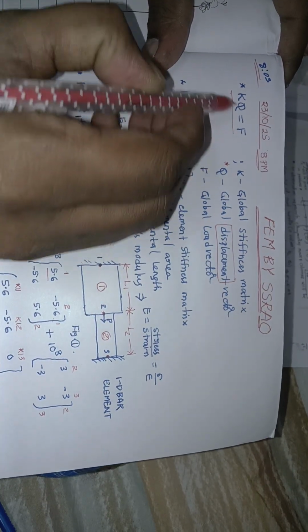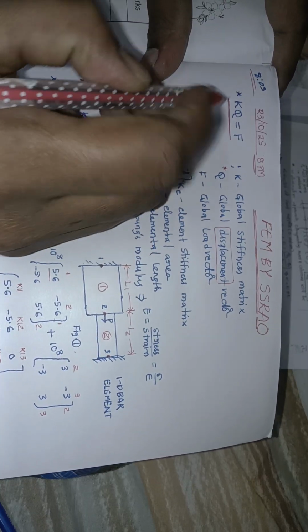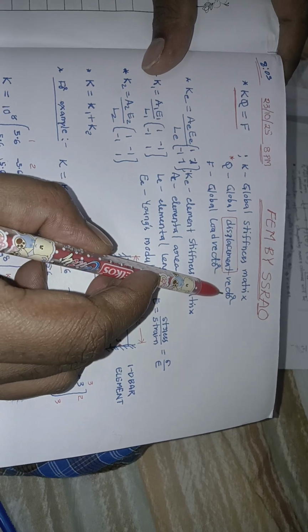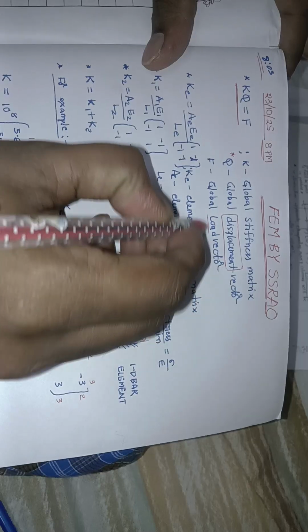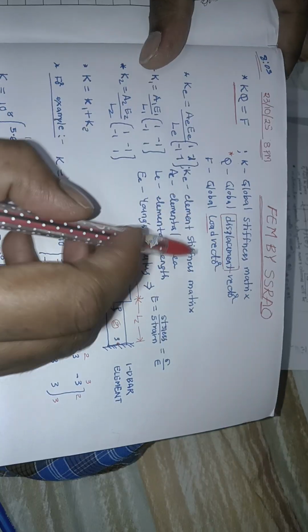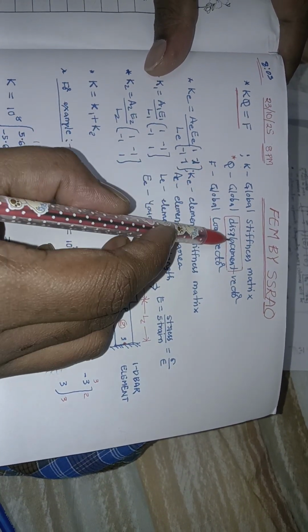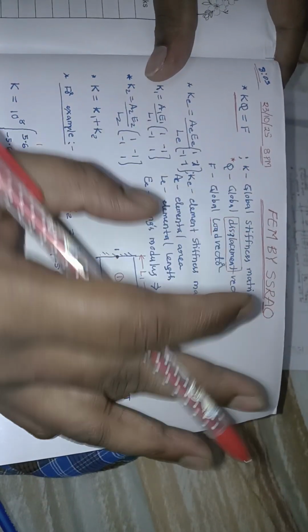Here KQ is equal to F. This is a very important formula. In the entire FEM you can use the same formula. So here K is the global stiffness matrix, Q is the global displacement vector, and F is the global load vector. As you know, F is load, Q is displacement, and K is the stiffness. In most of the problems they will ask you to find the displacement, stress and reaction. Okay, we will see.